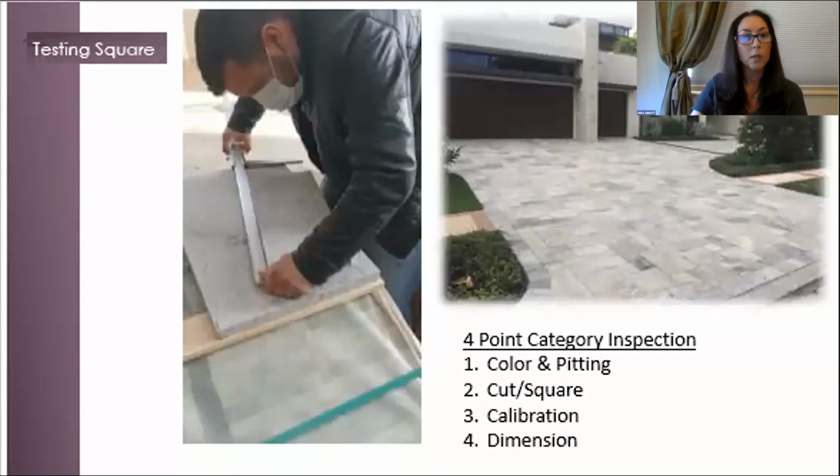The ashlar pattern is one of the most popular patterns of our travertine pavers. Made up of 4 sizes, if any of the sizes are out of square, it will mess up the entire layout. Here, Sir John is doing one of the 4-point quality control tests of material. Our 4-point category inspection includes testing color and pitting, the cut or the square, the calibration, and the dimensions.